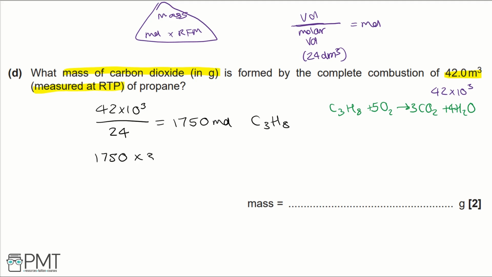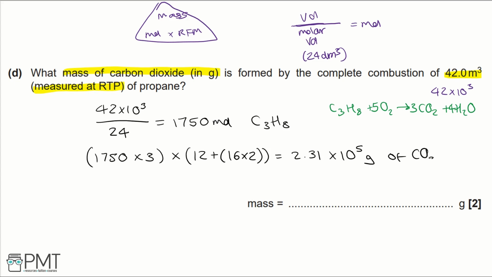So if we use this balanced equation to work out the moles of carbon dioxide, that would be 1,750 multiplied by 3, because we've got 3 times as many carbon dioxides as we have propane. Then using the equation triangle, we multiply moles by relative formula mass. Relative formula mass of carbon dioxide would be 12 plus 16 times 2, and that equals 2.31 times 10 to the 5 grams of carbon dioxide. So we write this on the answer line provided: 2.31 times 10 to the 5.